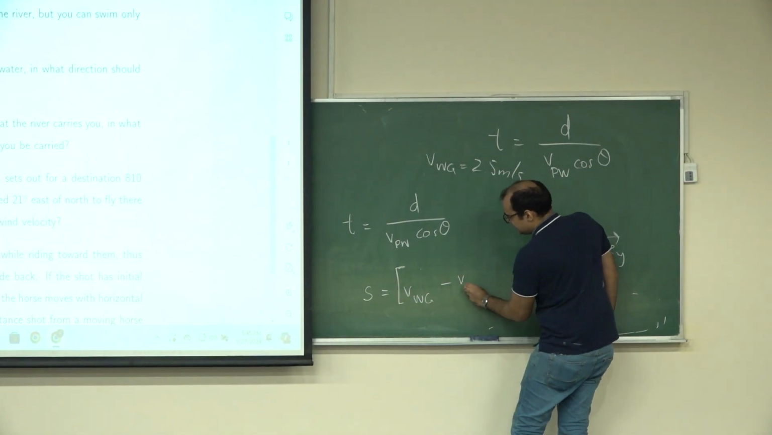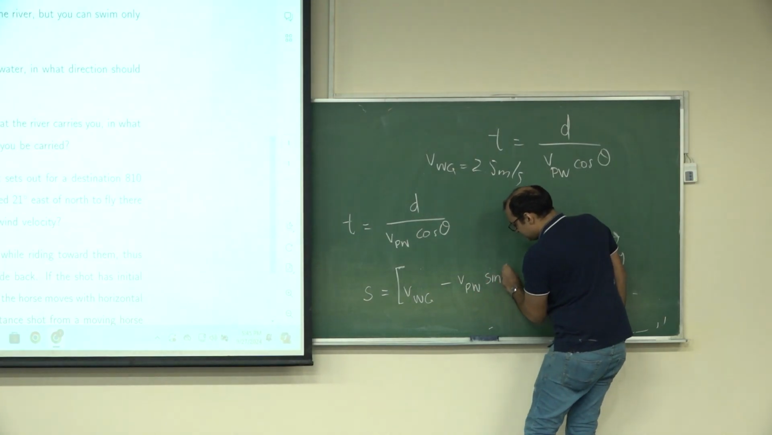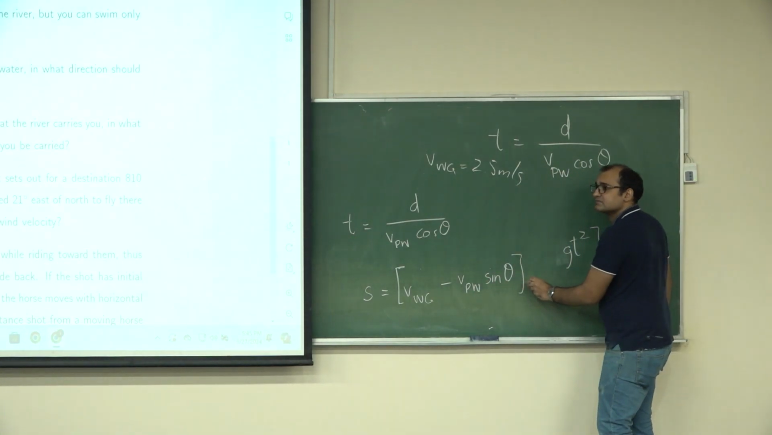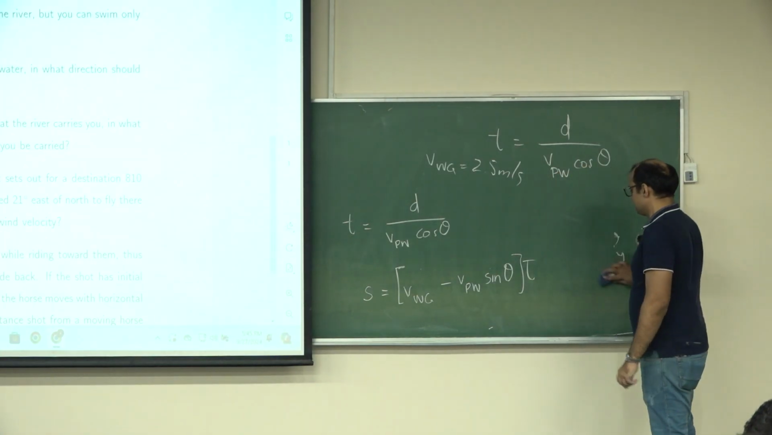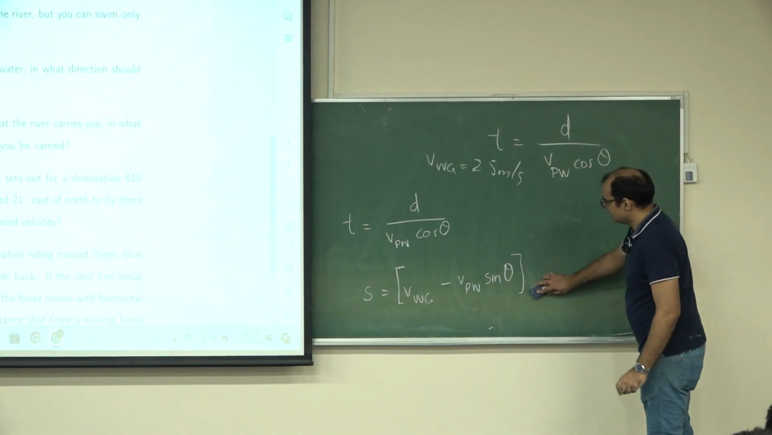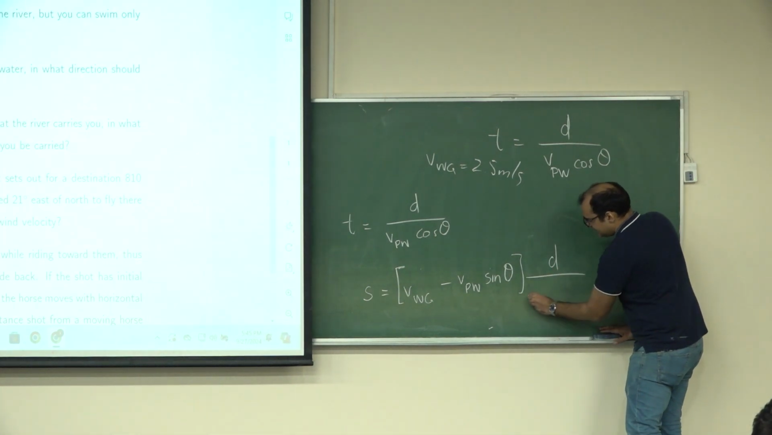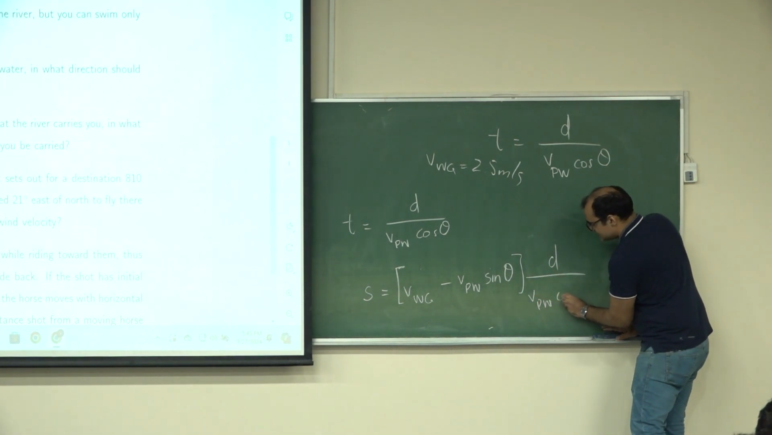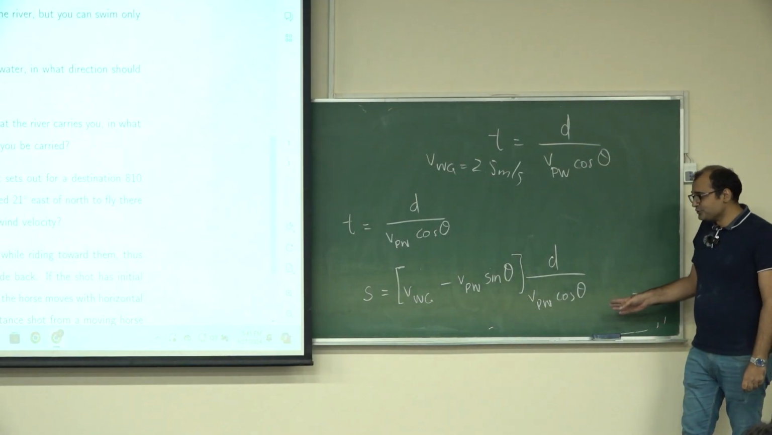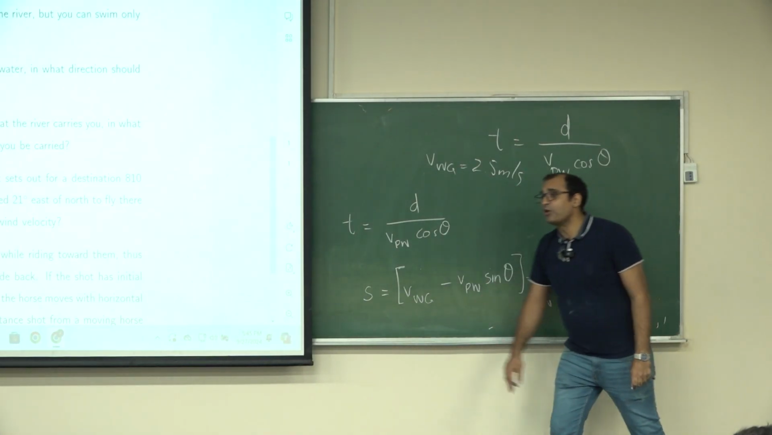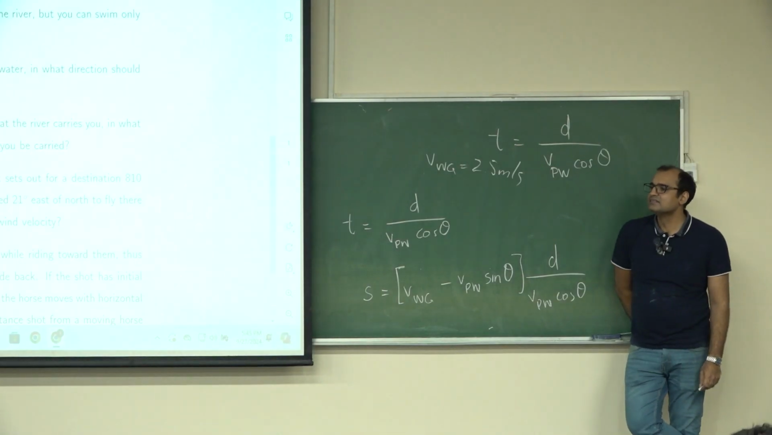minus VPW sin theta multiplied by time. And time equals D over VPW cos theta. So this is equal to D over VPW cos theta. So now theta has to be chosen such that the smallest possible value of S comes out.